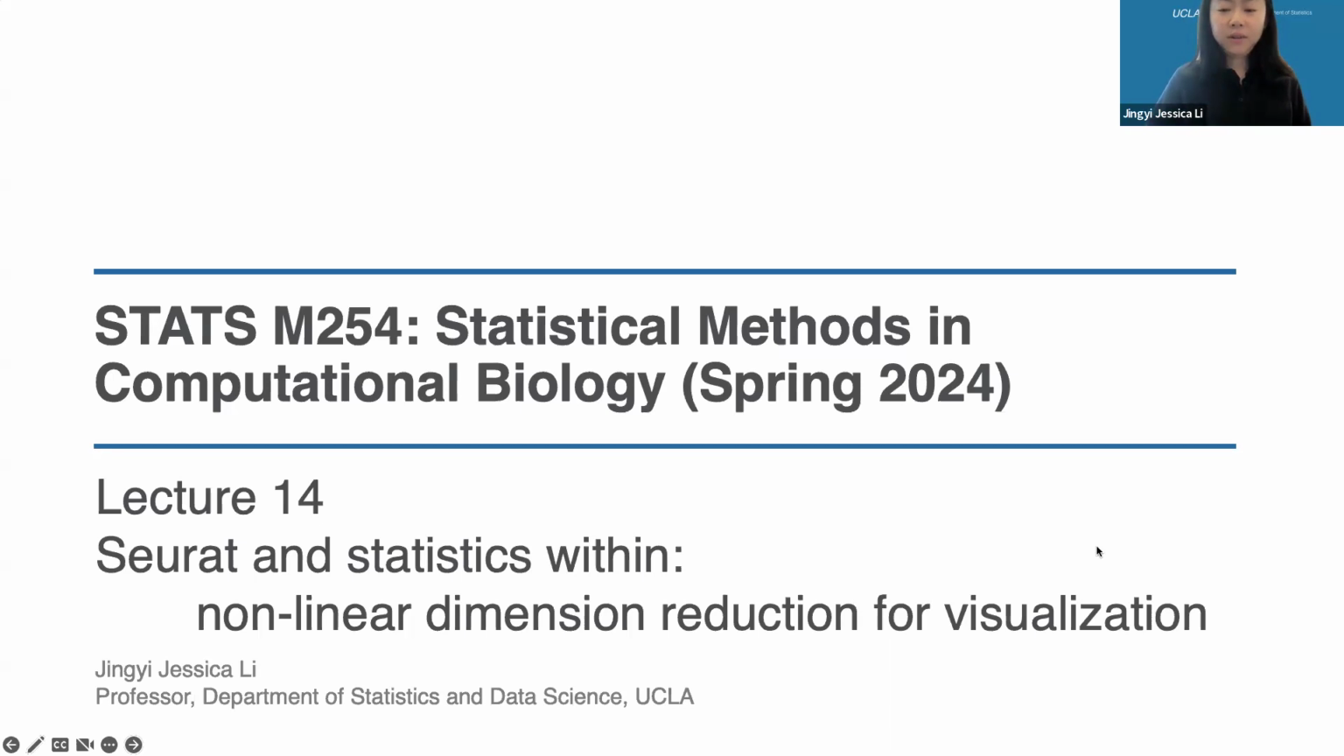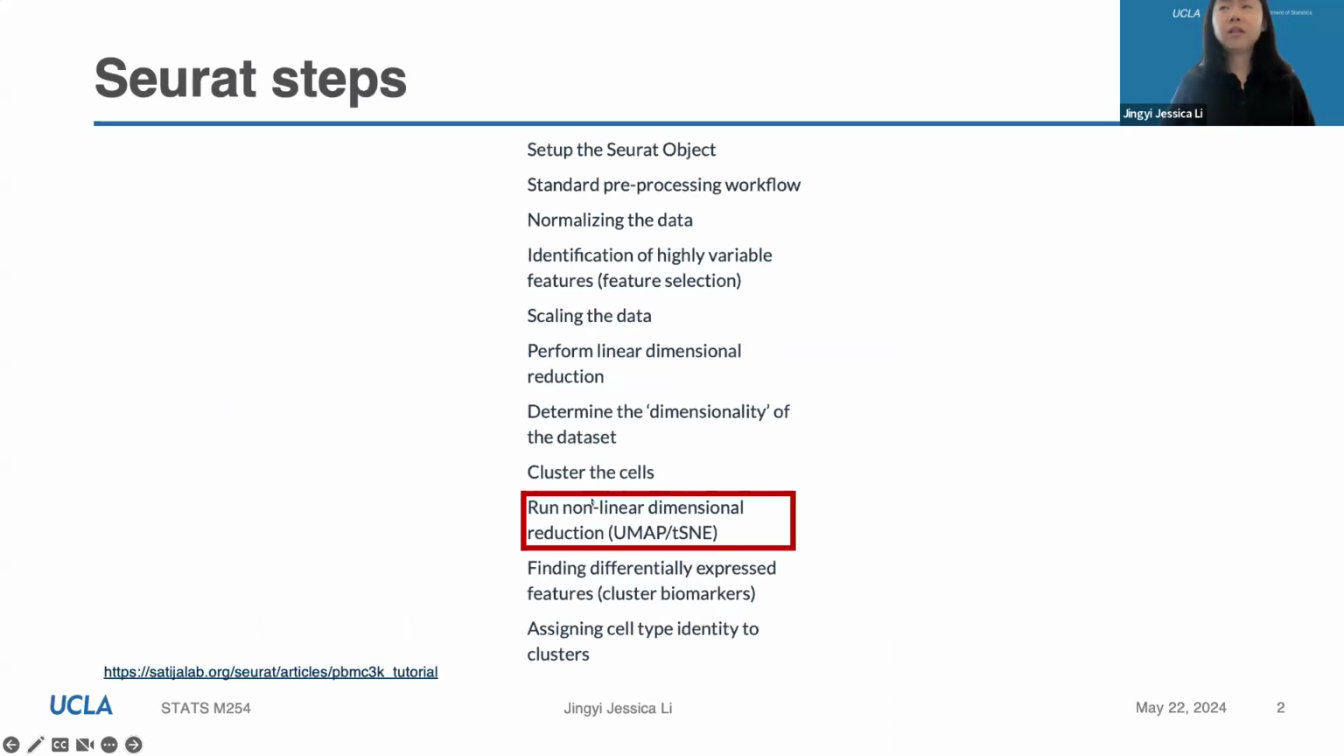Okay, so we will talk about nonlinear dimension reduction for visualization today. After multiple lectures on the clustering of cells, now we will talk about the next step. That is, how do we visualize the cells and the clusters in 2 dimensions? Previously, we performed linear dimension reduction using PCA.